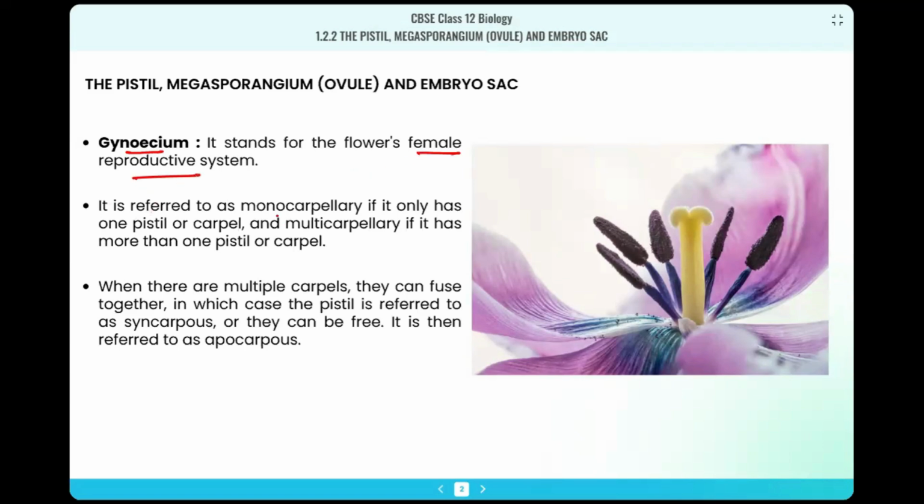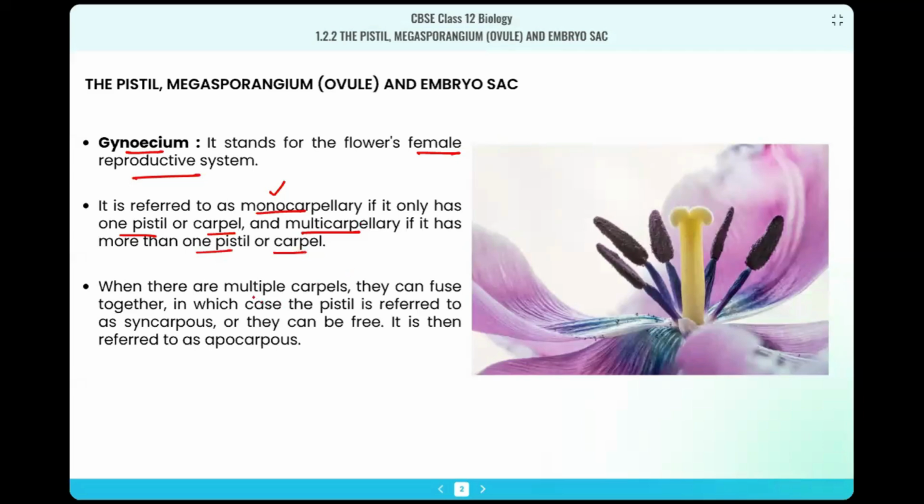So it is referred to as monocarpellary. This is very important for the CBSE exams as well as NEET exams. So what is monocarpellary as well as multicarpellary? Monocarpellary is if the plant is having only one pistil or carpel, whereas if the plant is having more than one pistil or carpel, it is called multicarpellary.